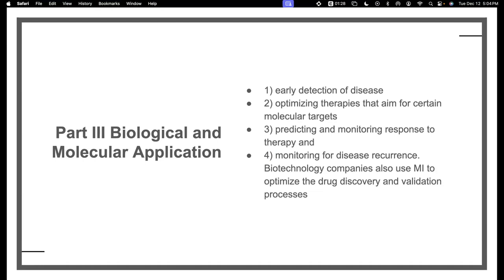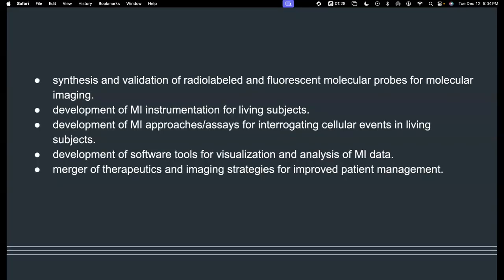As we can see here, we have different examples such as the early detection of disease, optimizing therapies that aim for certain molecular targets, predicting and monitoring response to therapy, and also monitoring for disease recurrence. Biotechnology companies also use MI to optimize the drug discovery and validation processes. Again, MI is molecular imaging, just in case you need a refresher.